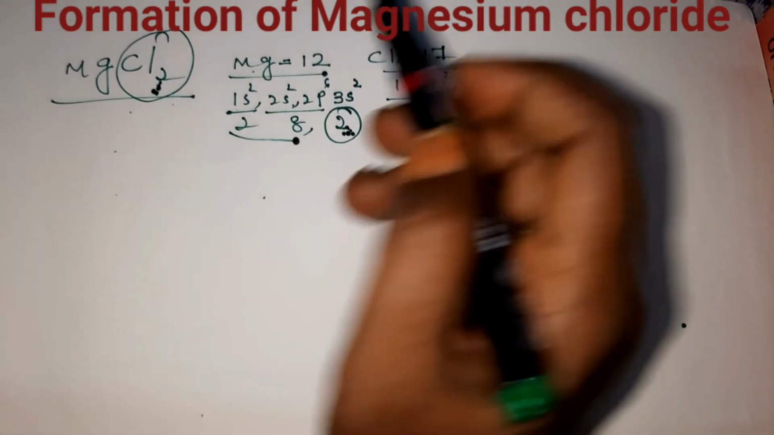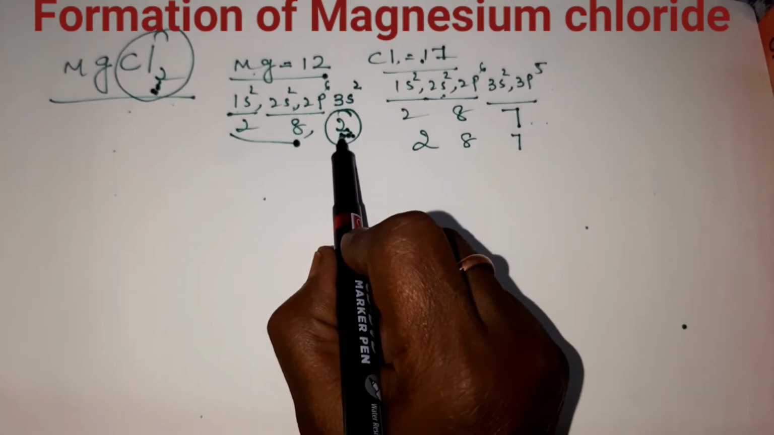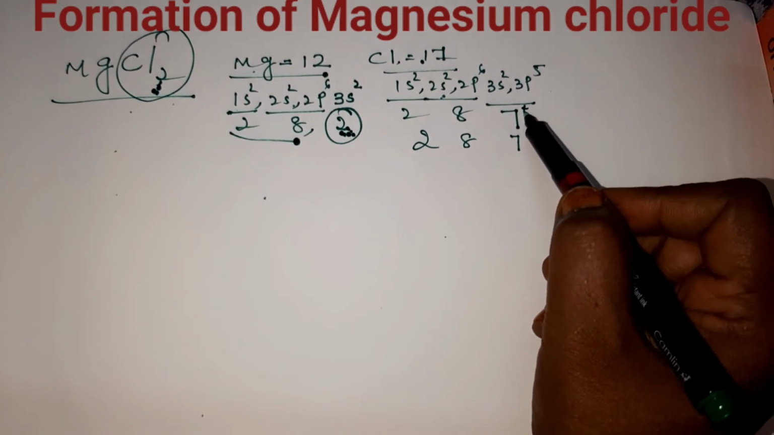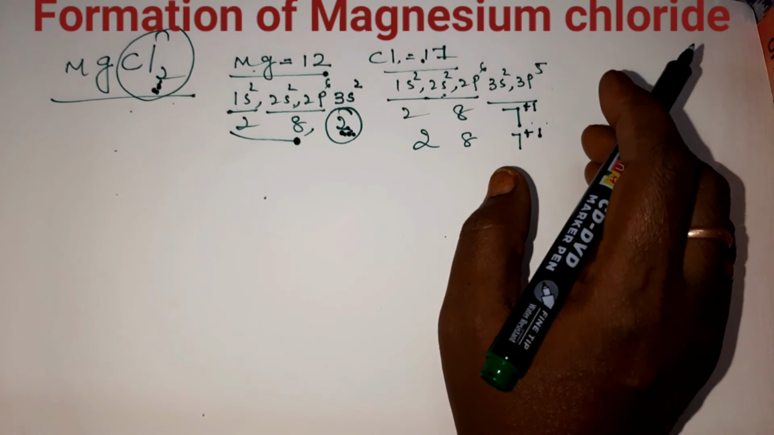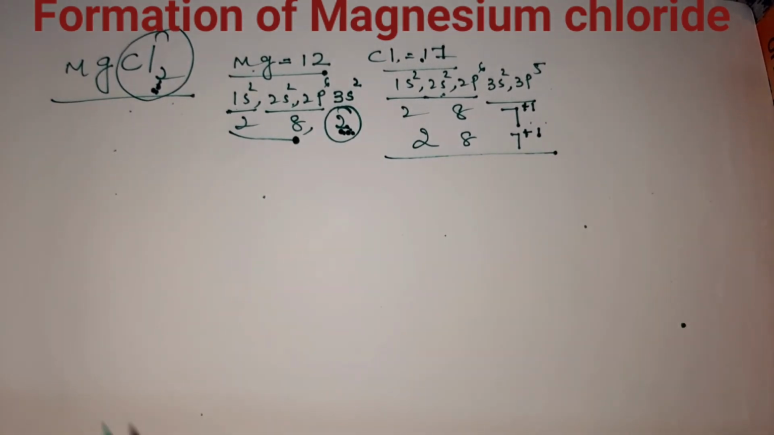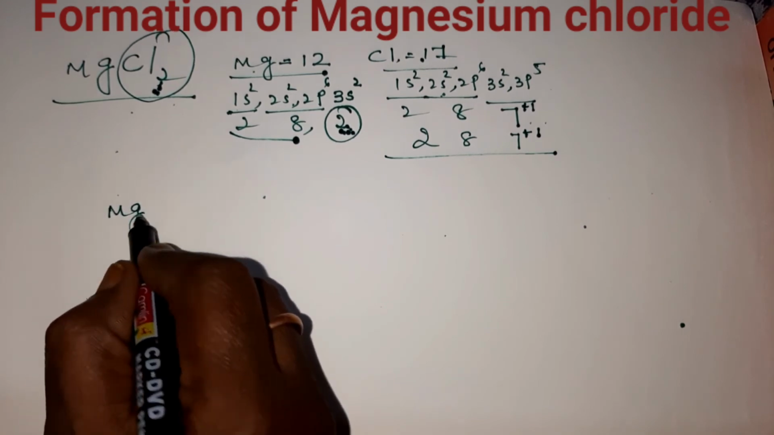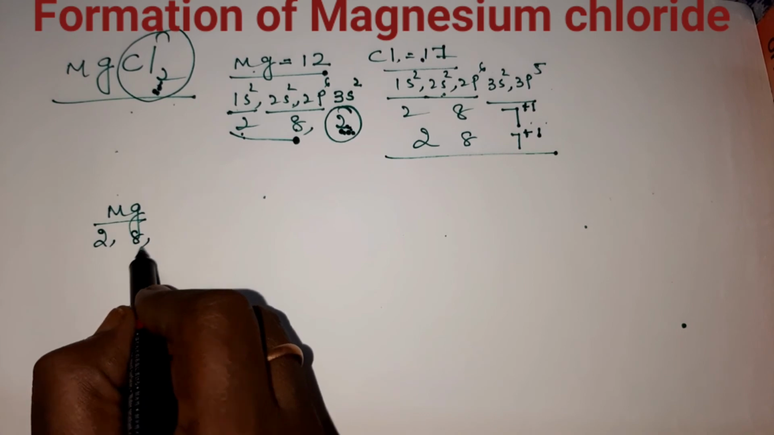You have 2 chlorine atoms. Again 2, 8, 7. So magnesium will donate 1 electron to 1 chlorine atom and 1 more to 1 more chlorine atom. Understood children? In order to attain octet electronic configuration, here you can write magnesium, the electrons are 2, 8 and 2.